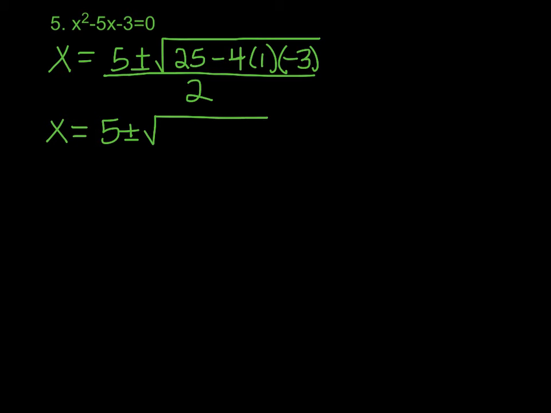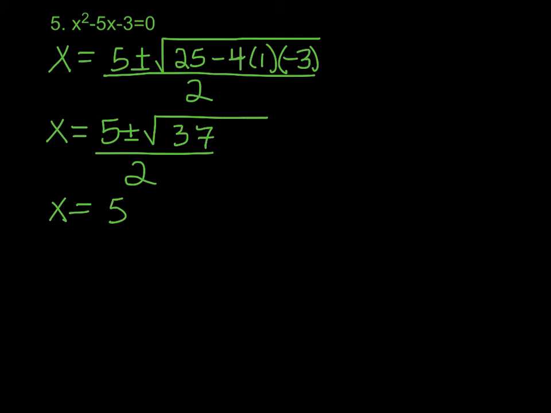So 25 plus 12 will give me 37. And that whole thing is over 2. Now here, 37 is prime, so we can't break that down anyway, but it does say to go to the nearest hundredth. So I'm going to go to my calculator, and all I need for you to do is just plug in the square root of 37 into your calculator.